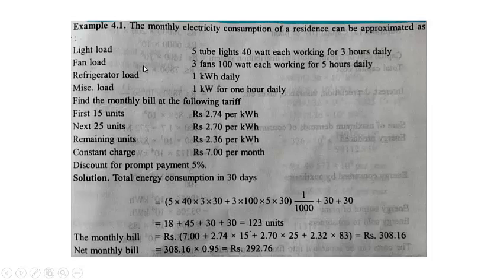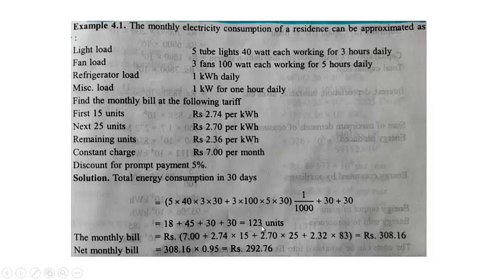Similarly for the fan load, 3 fans of 100 watt each, that means 3 into 100, 5 hours daily, that means multiplied by 5, it will be watt hours. When you divide it by 1000, it comes out to be kilowatt hours. So this comes out to be 45 kilowatt hours. The refrigerator is already in energy units, so for 30 days it will be 1 into 30, that comes out to be 30. The miscellaneous load of 1 kilowatt for 1 hour, that is 1 kilowatt hour daily multiplied by 30, is also equal to 30. So total it will be 30 plus 30 plus 45 plus 18, 123 units.